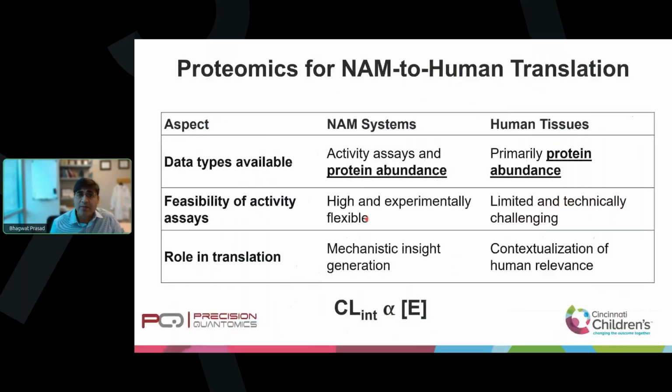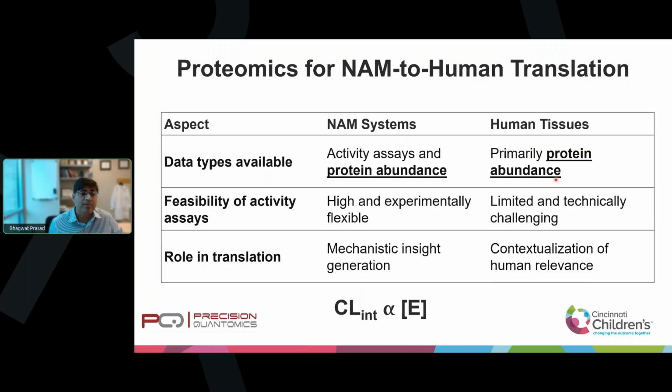So why we believe proteomics is important for NAM to human translation: in proteomics you can measure protein abundance in the NAM model, this in vitro model, and you can also measure the same thing in human tissue, and that will allow that link and scaling between human tissue and the in vitro models. Of course, activity assays can be done using the in vitro model, but oftentimes we can't use in vivo systems for activity assays, particularly for, say, transport assay or toxicity measurement.